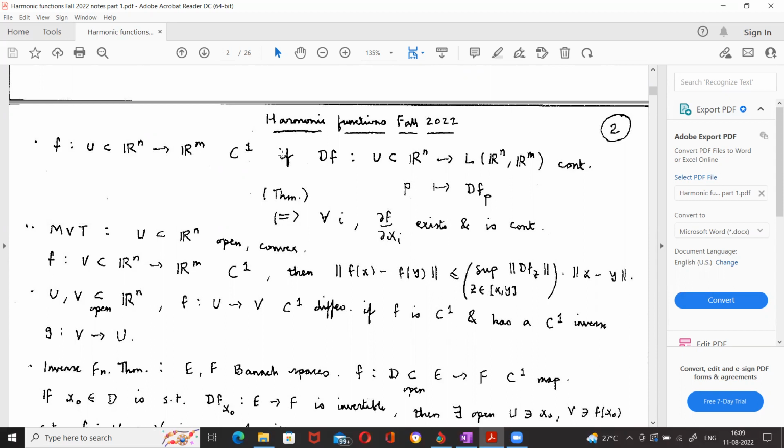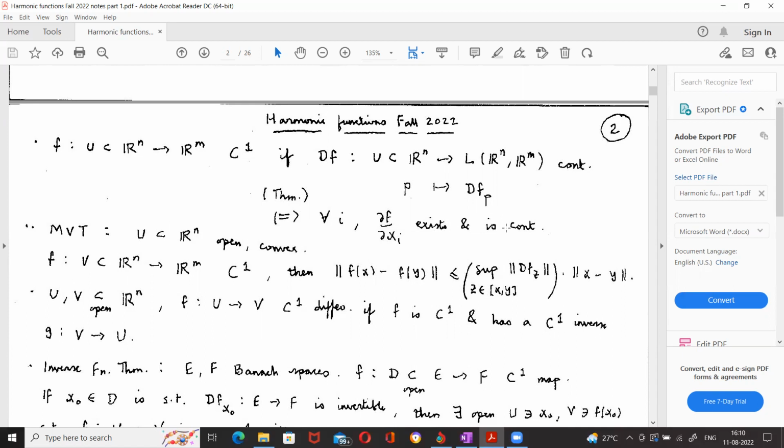So suppose F is differentiable, right? So then I get a map dF which sends a point p in Rn to the linear map dF at p, right? So this gives me a map from an open subset in Rn to this normed vector space, L of Rn comma Rm, right? So I'll say that F is C1 if this map is continuous. Okay, so this is a map between normed linear spaces, so I can talk about its continuity. And then it's a theorem that F is C1 if and only if all the partial derivatives del f del xi exist and are continuous.